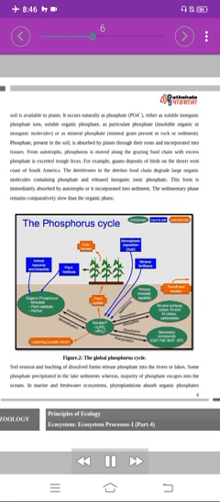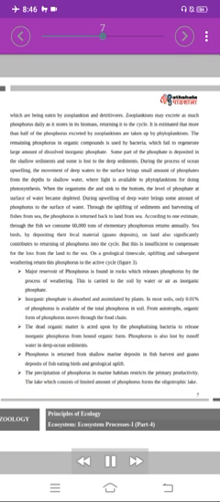Figure 2. The global phosphorus cycle. Soil erosion and leaching of dissolved forms release phosphate into the rivers or lakes. Some phosphate is precipitated in the lake sediments, whereas the majority of phosphate escapes into the oceans. In marine and freshwater ecosystems, phytoplanktons absorb organic phosphate, which is eaten by zooplankton and detritivores.